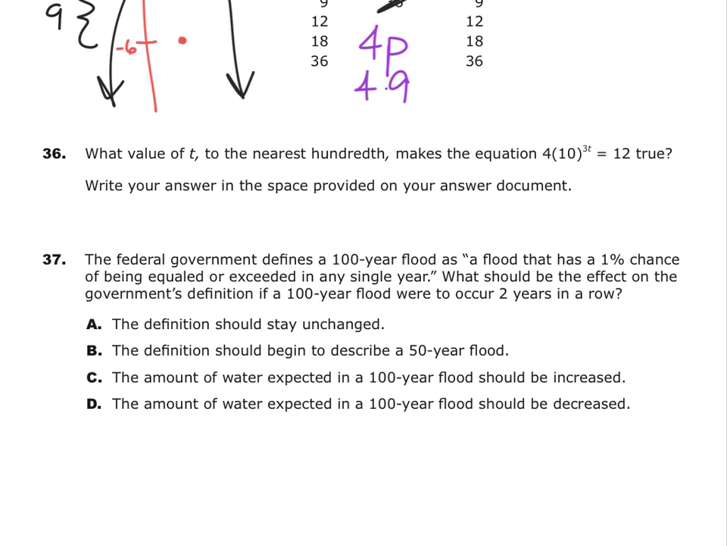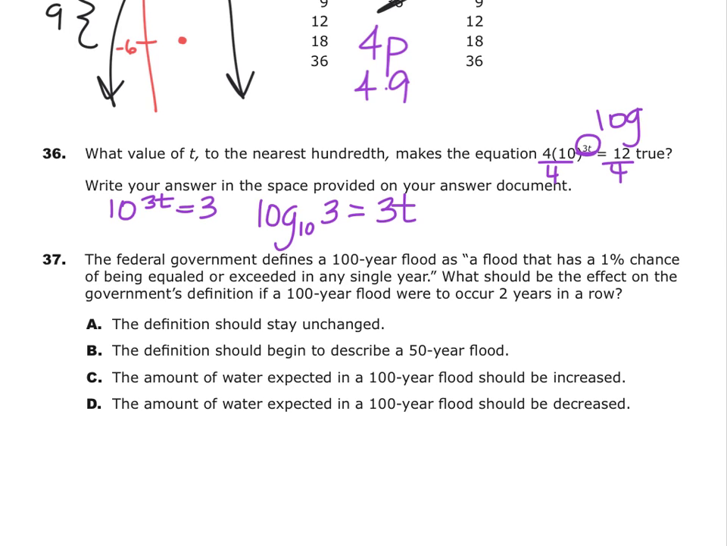All right, it's been a little while since we worked question 36. It's saying what makes the equation true? Remember, anytime you have an exponent as the variable, you need to think to do logs. So I'm going to first get the base by itself, divide by 4. So I'm going to have 10 to the 3t equals 3. And then I'm going to use my circle and change this over to log. So log base 10 of the number 3 equals 3t.